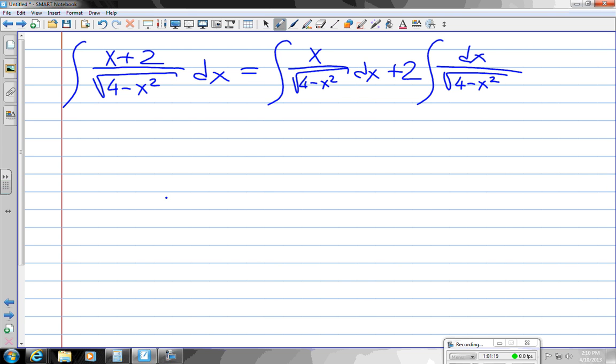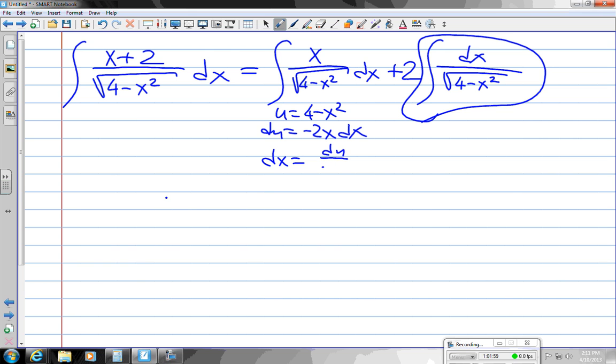Okay, I can do that. That's algebraically allowed. Now, the second integral, we already did that one. Remember, we turned 4 into 2, factoring it out. That gave us the arcsine of x over 2. While the first integral, that's just a standard u substitution, because the derivative of the inner function appears in the numerator. So for the first one, if I let u equal 4 minus x squared, then du is negative 2x dx, right? So dx equals du over negative 2x.